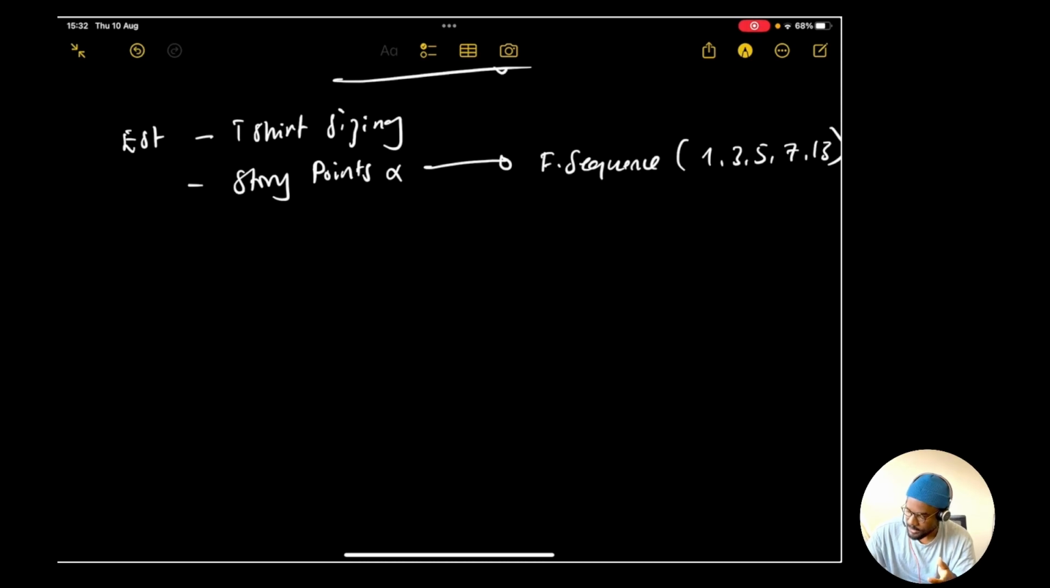For the purpose of this video, I'm just going to keep it from 1 up to 13. So it's 1, 3, 5, 7, 13. Then it moves on to 15 and so on. But just for the purpose of this video, I'm just going to keep it at 1 to 13.